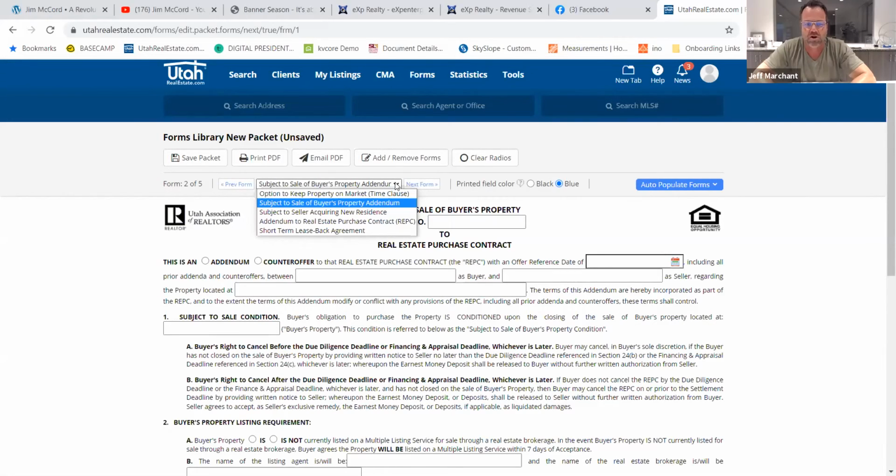No worries. So we started with the time clause addendum. And ironically, both these are new forms as of July, and I've never used either one of them. So I'm bumbling a little bit, but it's kind of nice because I went from the time clause addendum to subject to sale of buyer's property, which is a big clause on why somebody might use the time clause addendum, right? So that's where we're at, is just kind of wrapping up the subject to sale of a buyer's property addendum.